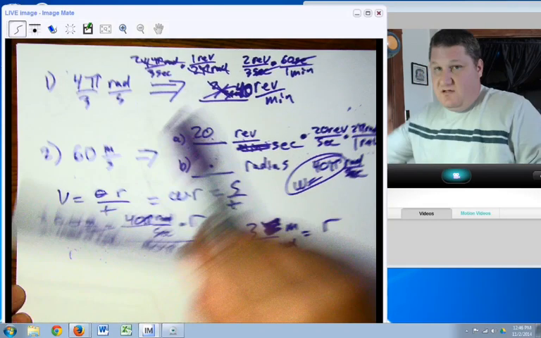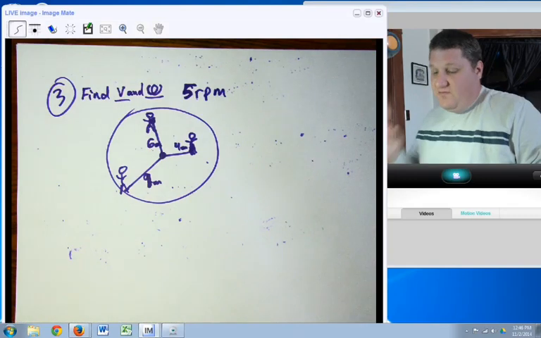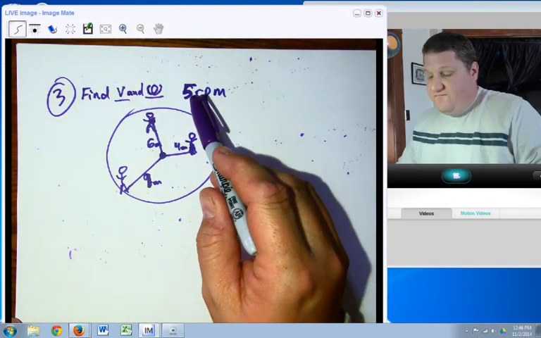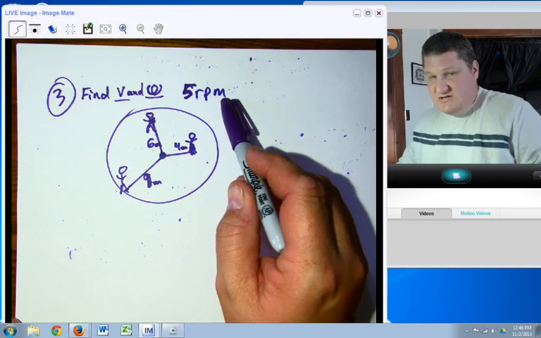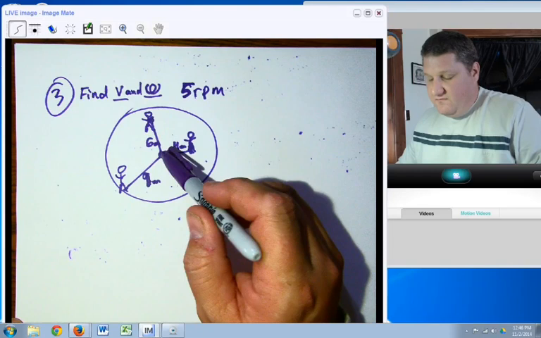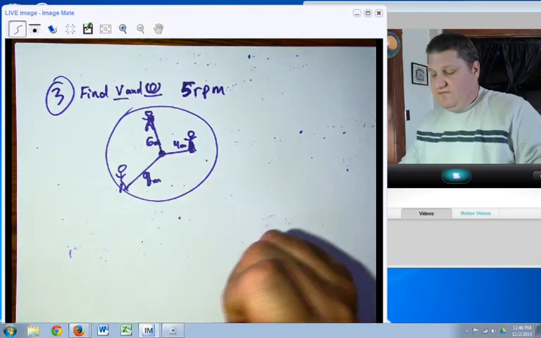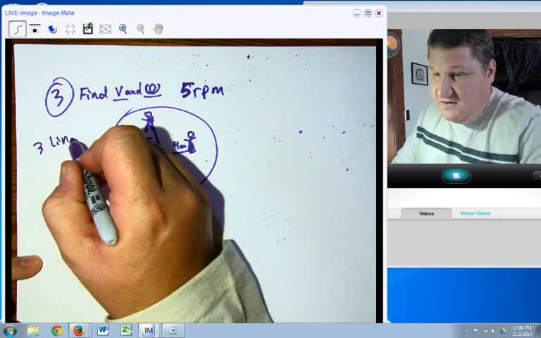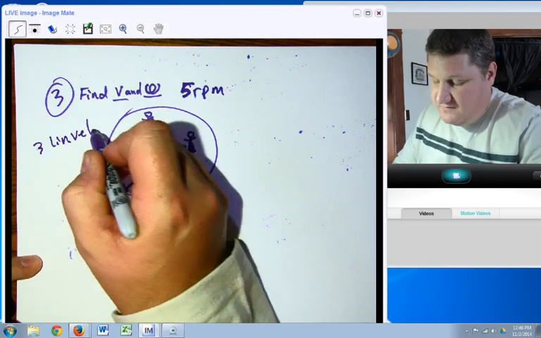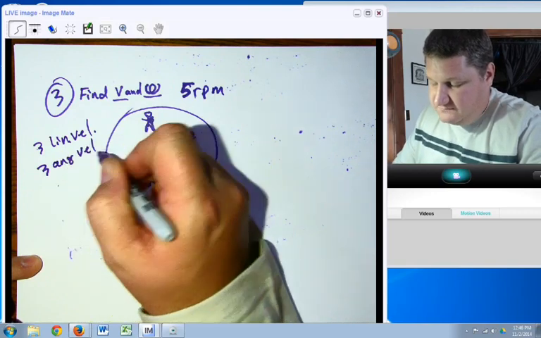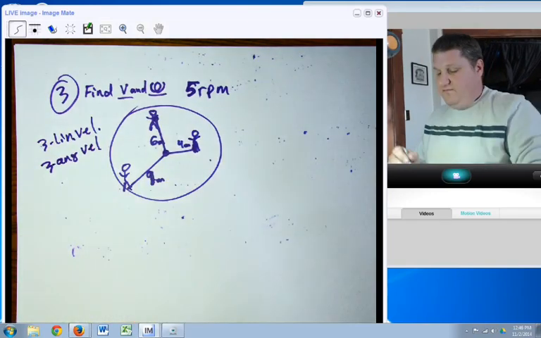Now, last example to go over, I want you to find the linear velocity and the angular velocity given 5 revolutions or rotations per minute, and this person is 4 units from the center, 6 meters from the center, 9 meters from the center. So I need to see 3 linear velocities, and I need to see 3 angular velocities. So find those 2 pieces.